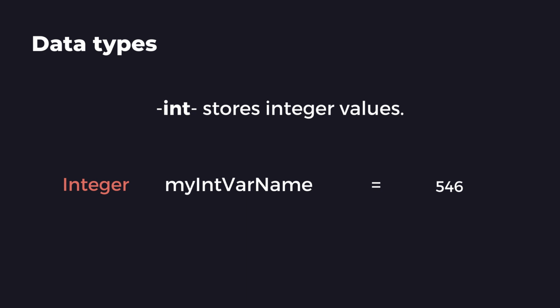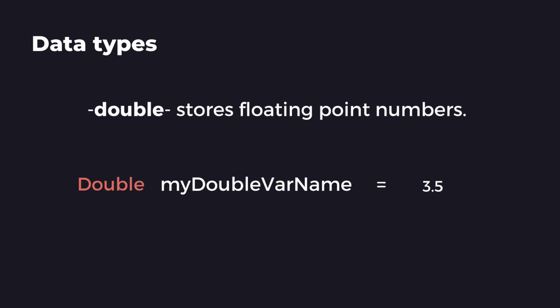Int stores integer values. For example, the variable named myIntVarName can store 546 because it has the integer keyword. Double stores floating point numbers. For example, the variable named myDoubleVarName can store 3.5 because it has the double keyword.